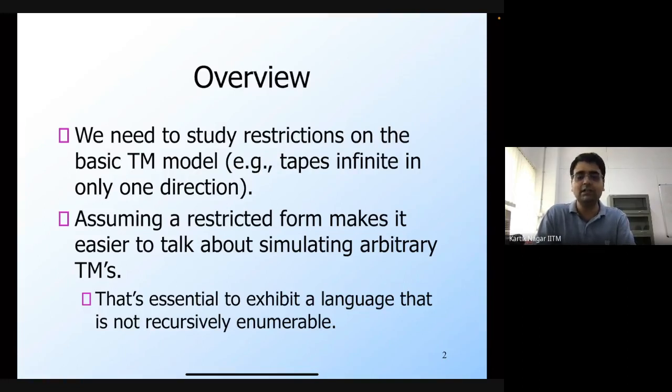Remember that one of the purposes behind defining this notion of a Turing machine is that we want to find out whether or not there are languages which cannot be accepted by any Turing machine. In order to find out these languages, we need to simplify the description of the TM as much as possible, and that's why we will study this restriction, to exhibit a language that is not recursively enumerable.